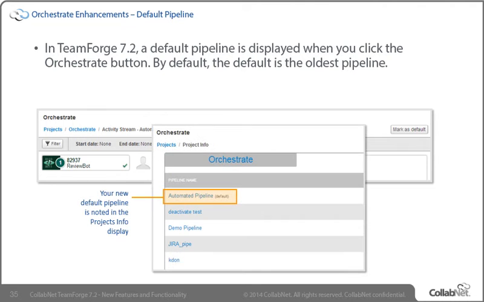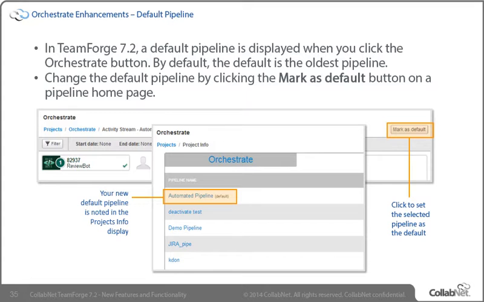By default, the default pipeline is the oldest pipeline. To change the default pipeline, just use the Mark as Default button on a pipeline homepage. This is a personal default for each project.